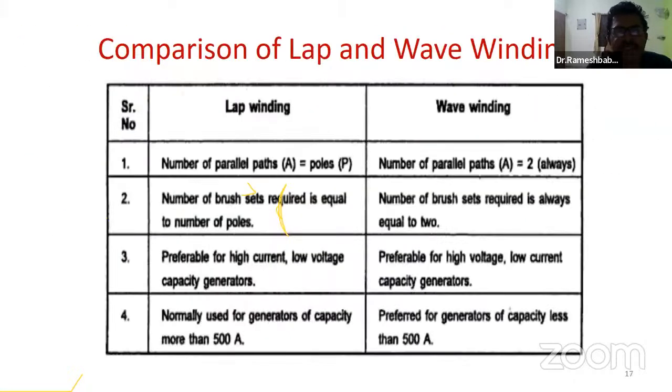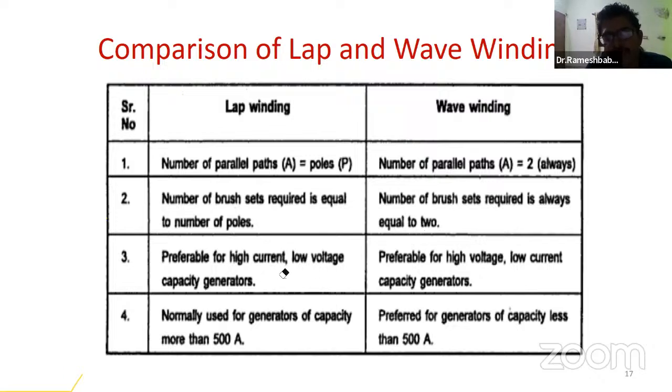Next, we want to discuss the comparison of the lap and wave winding. So where you can use a lap winding, where you can use a wave winding, right? This is important, a 2-mark question will be asked. Number of parallel paths is equal to number of poles for lap winding. Number of parallel paths is equal to 2 for the wave winding. And then number of brush sets required is equal to the number of poles. For wave winding, number of brush sets required is always equal to 2.